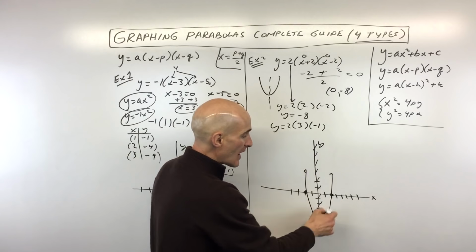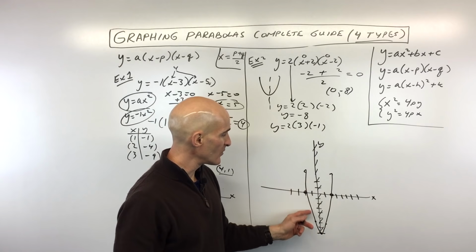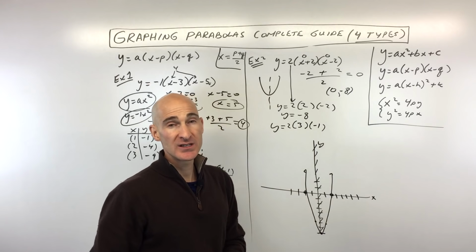And you want to round it out. You don't want to make it look like a V. That's the absolute value graph. You want this to be more like a U. So I could have done a little bit better with rounding that out. But that's a pretty good sketch of our graph.